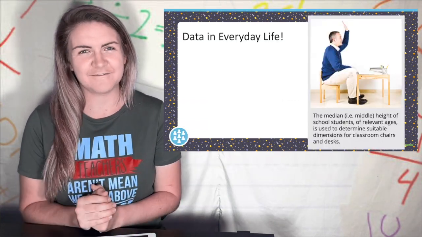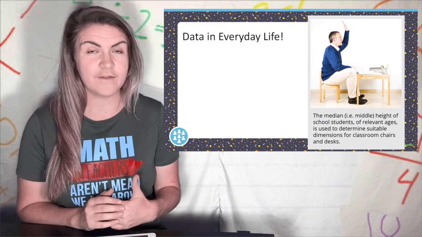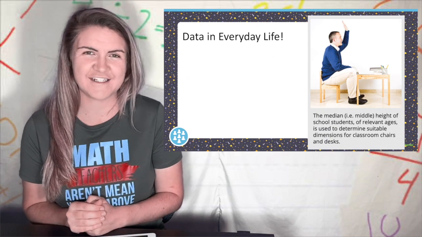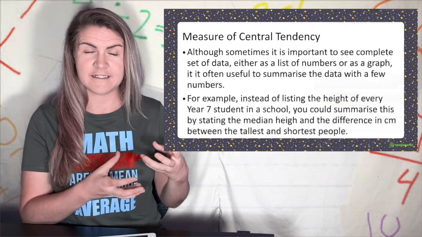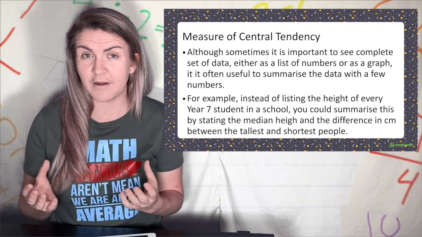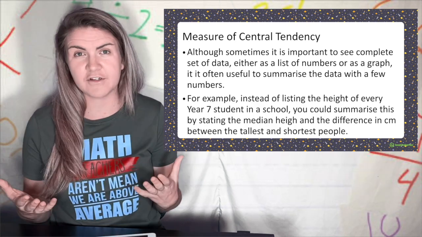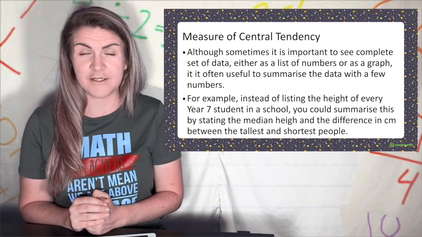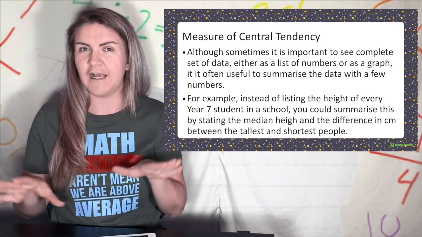Data in everyday life. The median, which is the middle height of school students or their relevant ages, can be used to determine a suitable dimension for classroom desks and chairs. Sometimes it is important for us to see a complete set of data, either as the specific numbers or in a graph, but sometimes it is more useful to have a summary of the data using a few numbers. For example, instead of giving me a list of the heights of every student in Year 7, you could just tell me how tall the middle child was and how much the height difference is between the shortest and the tallest person. This would give me a good understanding of the general height of the population.